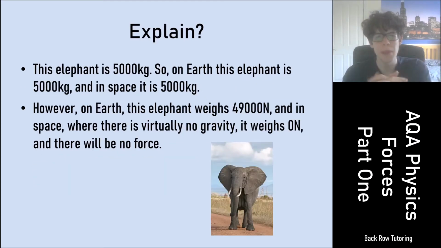So let's just explain that. Well, this elephant here is 5,000 kilograms. So on Earth, this elephant is 5,000 kilograms. And in space, it's also 5,000 kilograms. However, on Earth, this elephant weighs 49,000 newtons. And in space, where there's virtually no gravity, it weighs 0 newtons. And there will be no force.